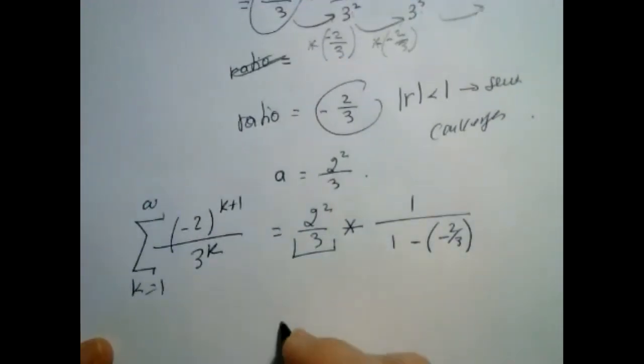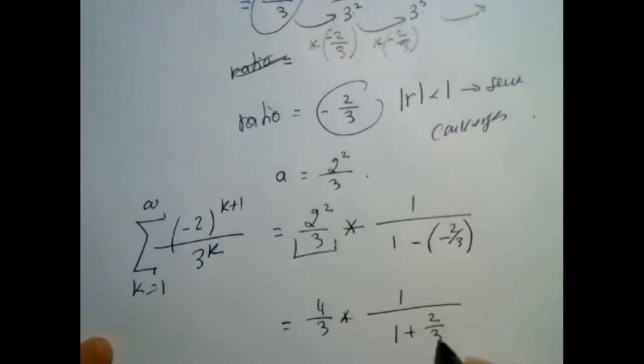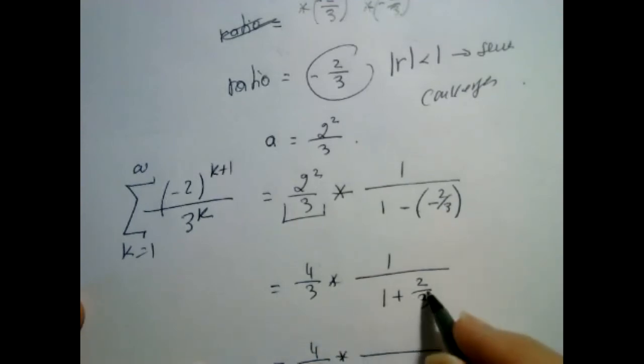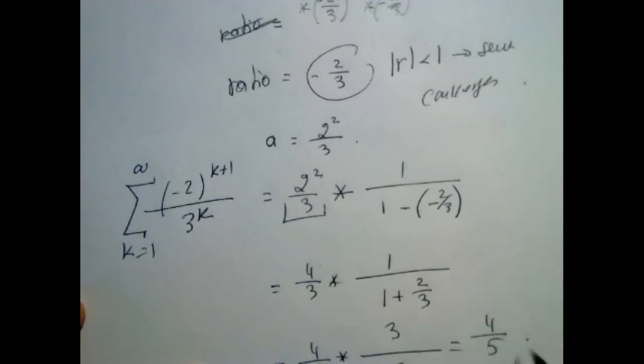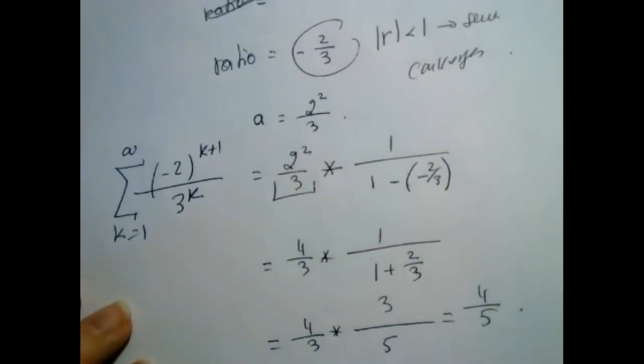And now we do the math. That's going to give me 4/3 times 1 over 1 minus minus, plus 2/3. And now common denominator, and we finalize. 1 plus 2/3 gives me 5/3, which is 3/5, and that would give me 4/5. End of the problem. Okay, so we have to recognize the geometric series, find the ratio very carefully, and then after we do that, we apply the formula.